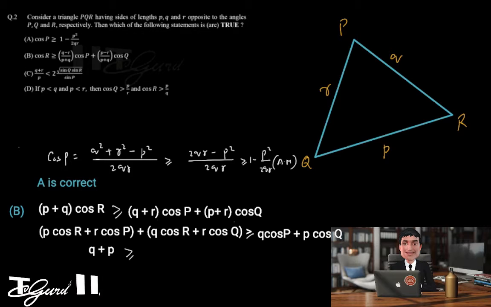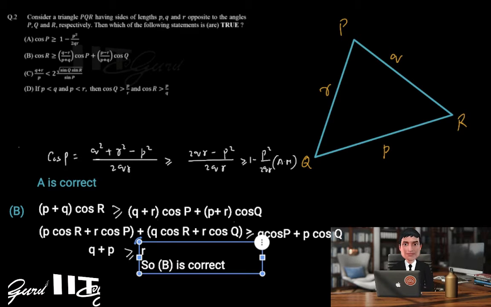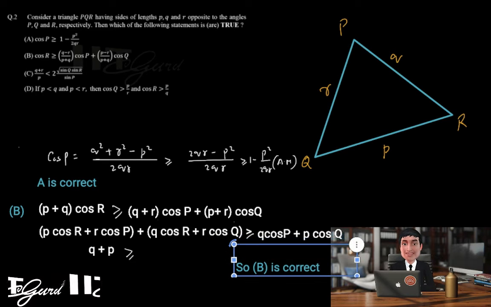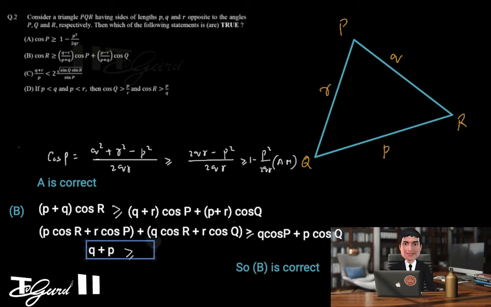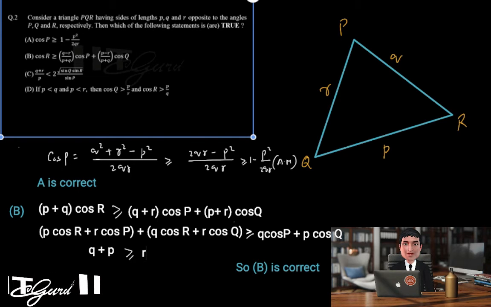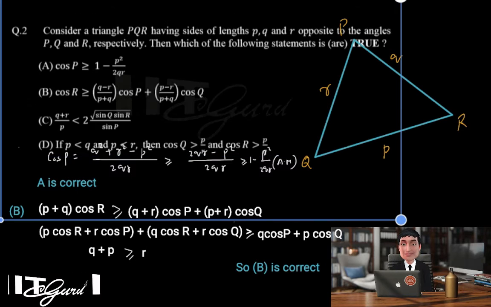You can say B option is also correct, because here we write that it is greater or equal. The sum of two sides is always greater than the third side. Now think about this one. The first two options are correct. A is correct, B is also correct.